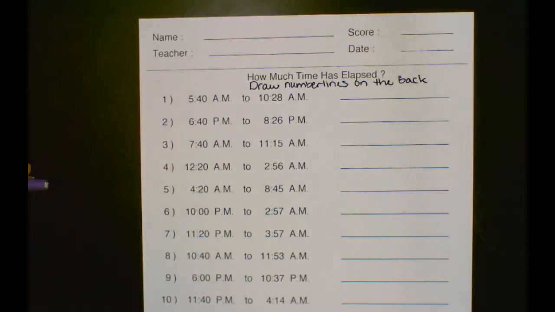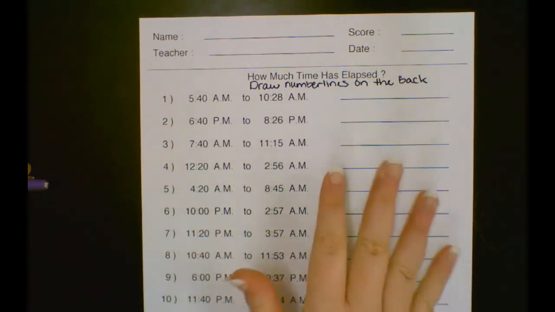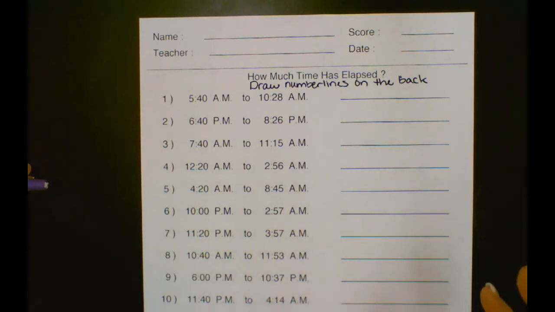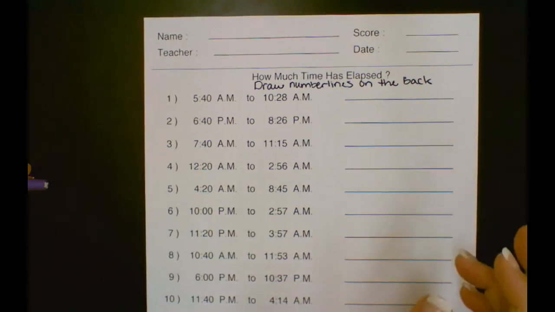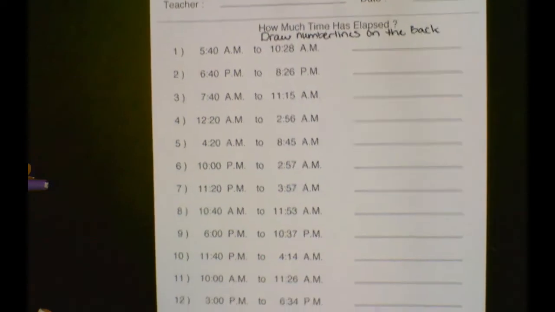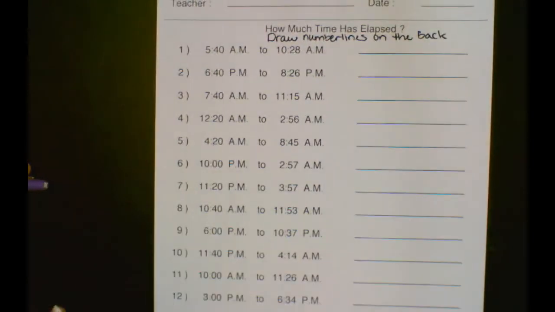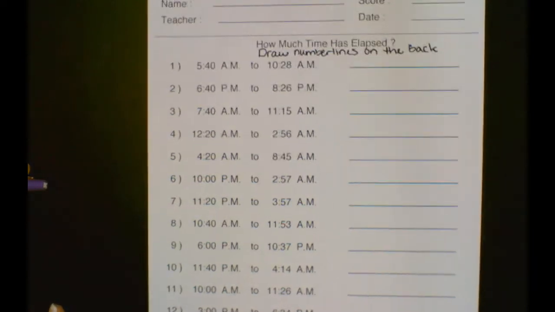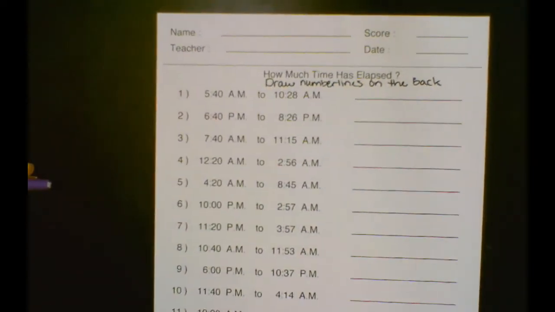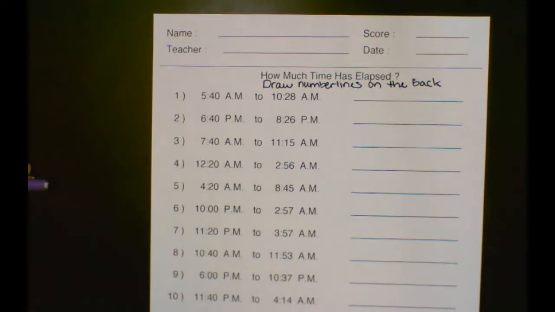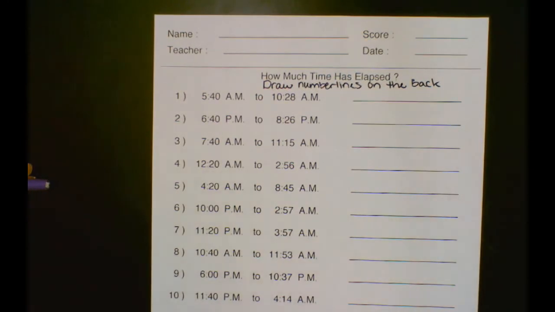Hey everybody, I just want to show you what the students are bringing home this weekend to work on. Probably to them it doesn't look easy, but it actually is very simple. I wanted to show you parents how to do it, so if they have any questions over the weekend, you'll know what to do.